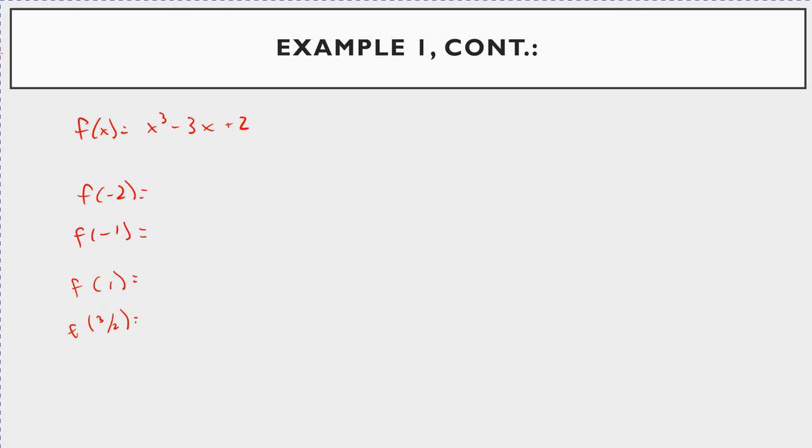Okay. Now I'm just going to save some time for this, and I'll leave this for you to evaluate. But when you plug in -2, you end up getting 0. You end up getting 4. You end up getting 0. And then when you plug in 3/2, you end up getting 7/8. All right. So look, let's start with the absolute min.